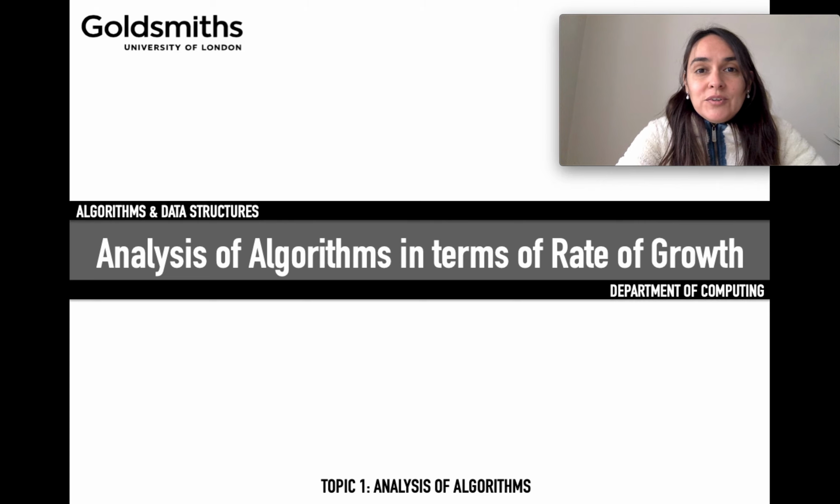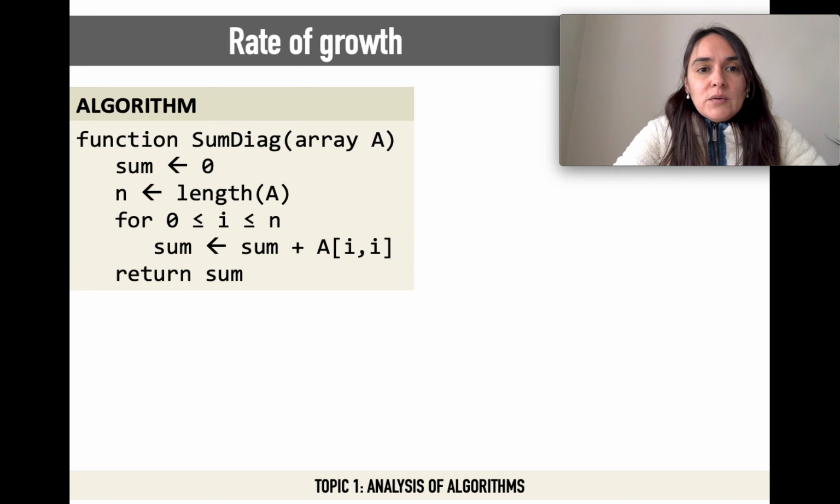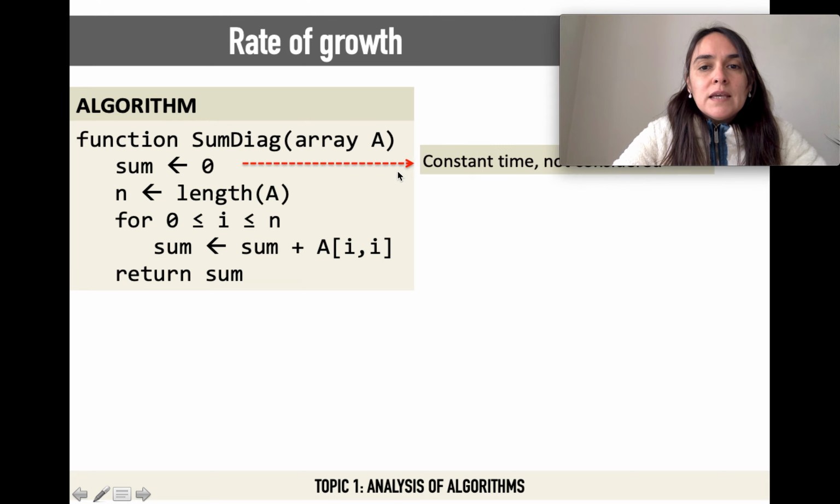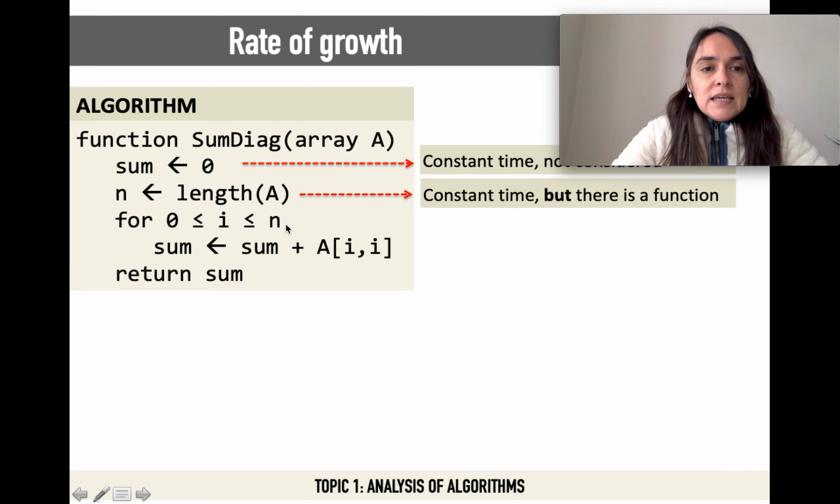Hello, in this video we are going to see how dropping constants and lower order terms affects the analysis of algorithms. So here we have the same algorithm we have been working with, and so let's do the analysis with our new point of view. This instruction takes constant time, so it's not considered in our analysis. This instruction will also take constant time, but there's a function here, so we need to look at the function.